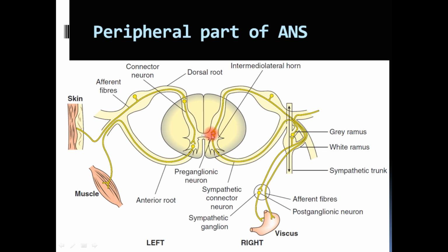Through the reflex activity, this preganglionic neuron supplies the ganglion, and from the ganglion to the postganglionic neurons, and thus this reflex activity elicits the appropriate response for the sensation which was carried by the afferent fibers.